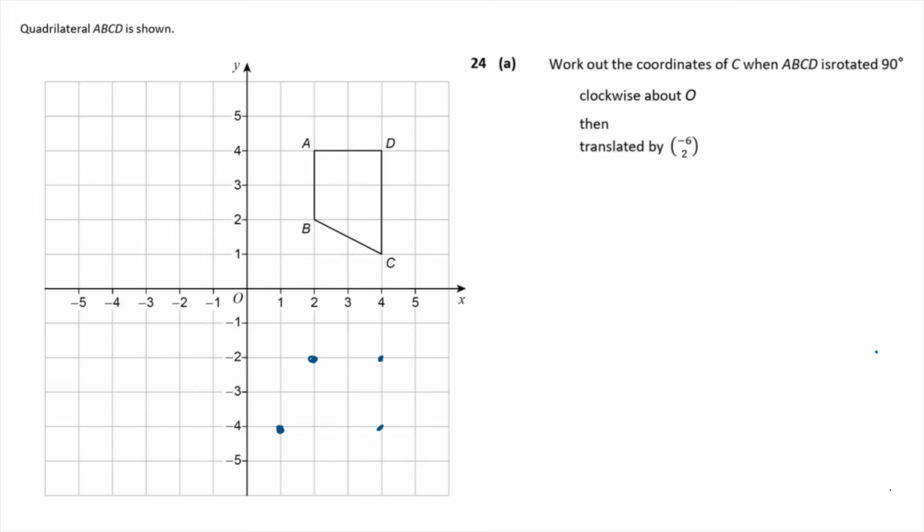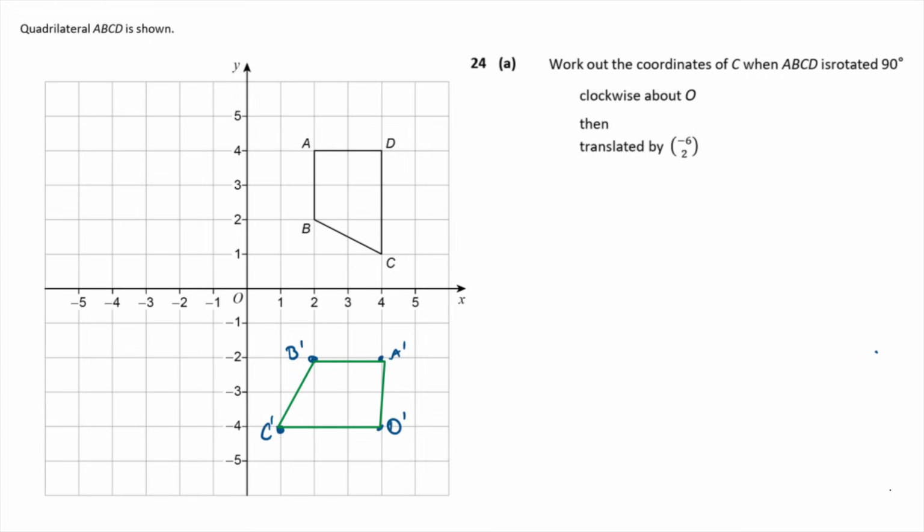If you get good at it, you can do it without tracing paper, but you have to be pretty pro, I think, in order to do it. Then join them up with a straight line. Okay, so that's going to be my shape after the rotation. So that is C dash, B dash, A dash, D dash.